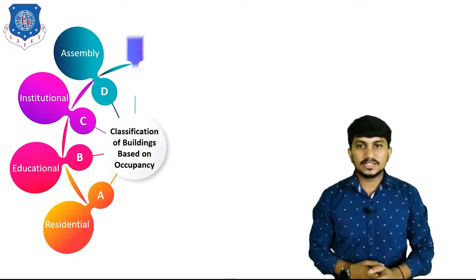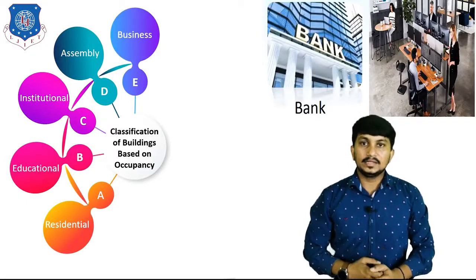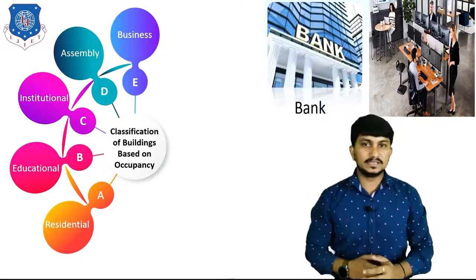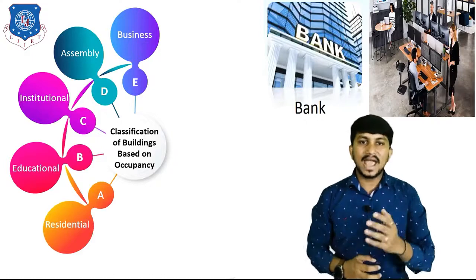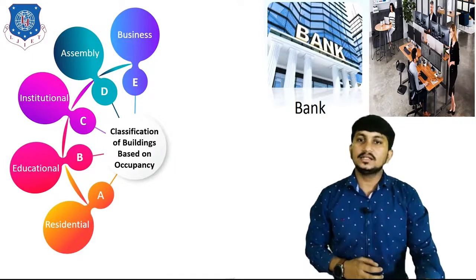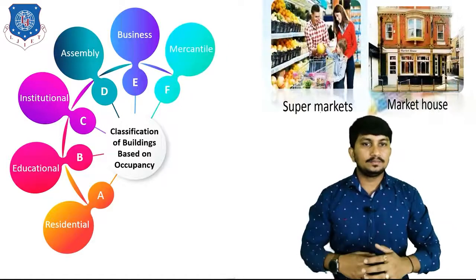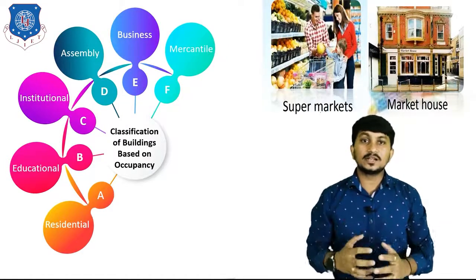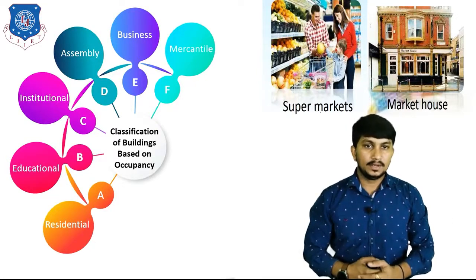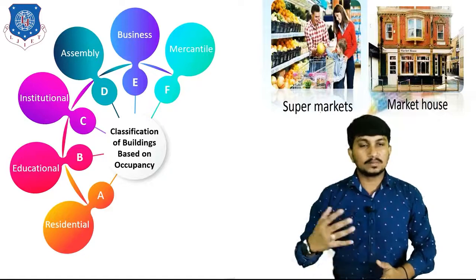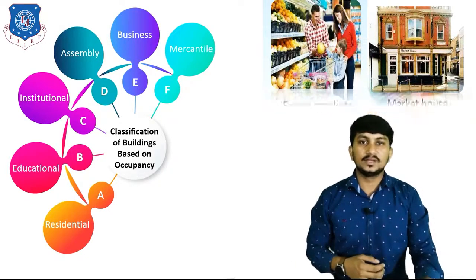The next type is Group E, which is business type of building. The buildings which are used for business purposes are called business buildings. The examples of business buildings are banks, offices, etc. Next group is Group F, which is mercantile building. The buildings which are used for selling of any materials are called mercantile buildings. The examples of mercantile buildings are supermarket, mall, shopping mall, or any market, etc.